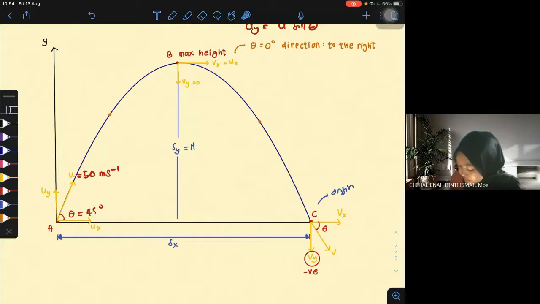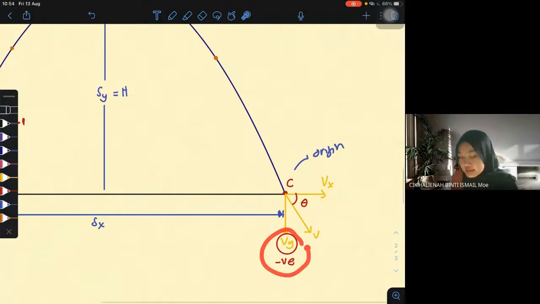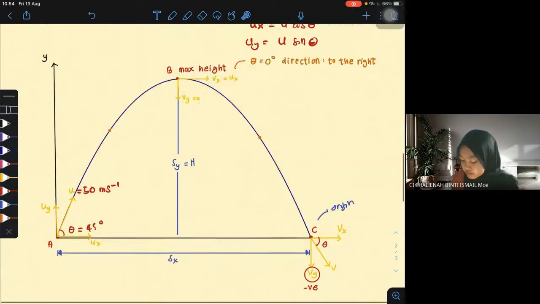And then here, the angle will be a certain angle. It will fall with a velocity that is different from the initial velocity. So when there is a velocity here, we need to resolve it into two components as well, which is X component and Y component. And the Y component here is always negative, because it falls downward and velocity is a vector component, so we need to include the direction.